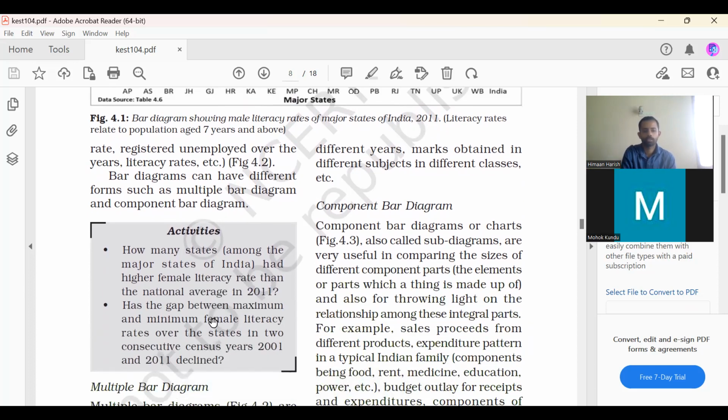Activities. How many states among the major states of India had a higher female literacy rate than the national average in 2011?